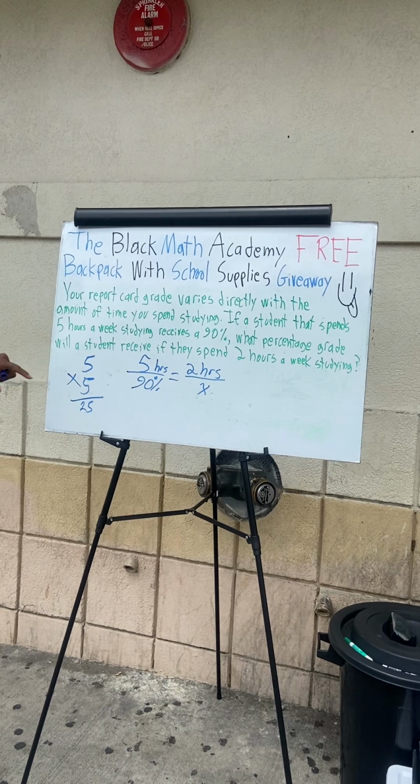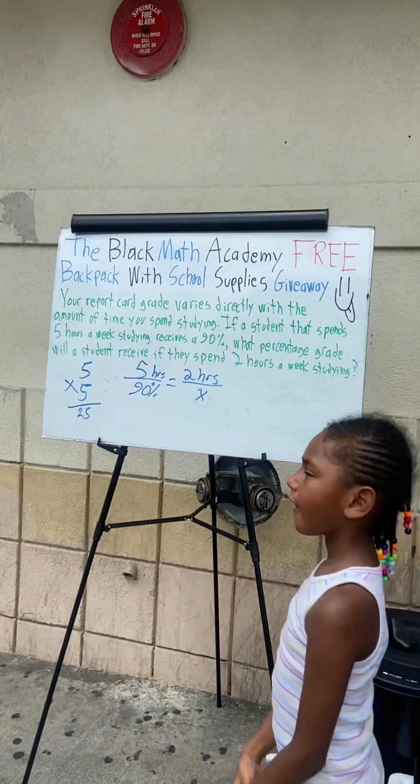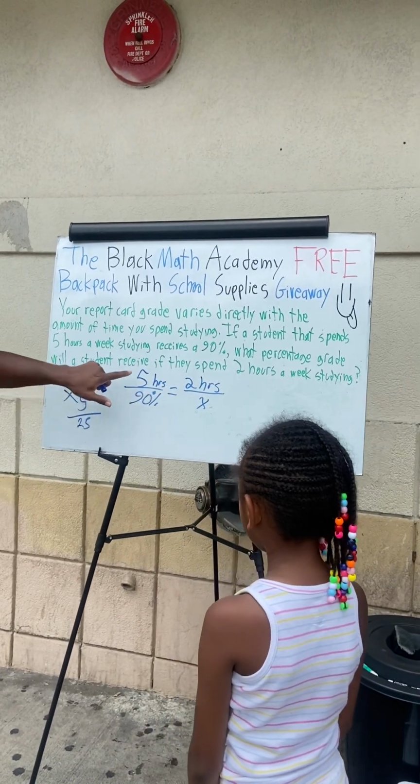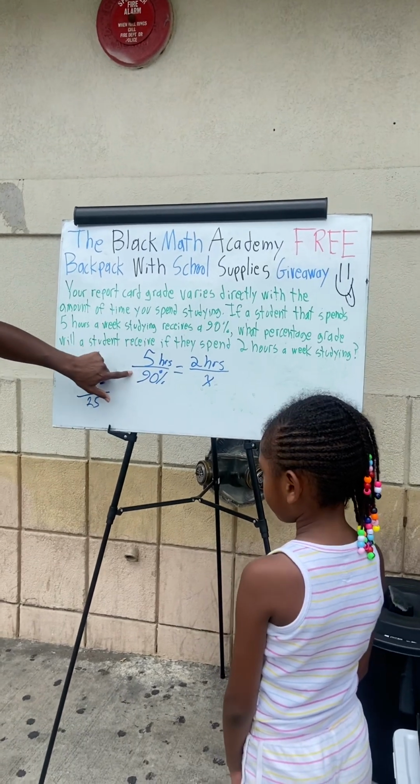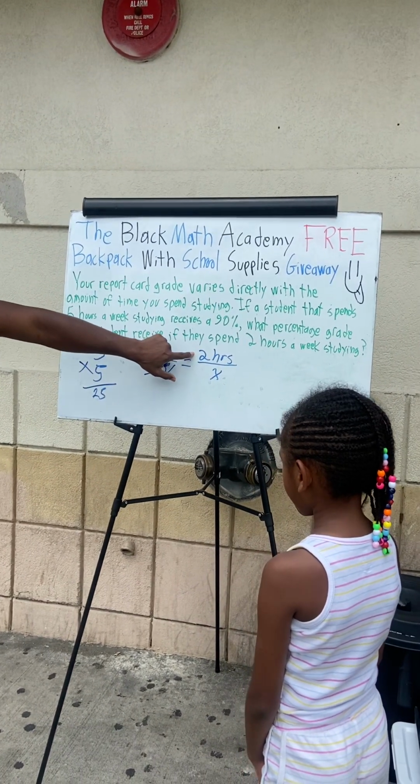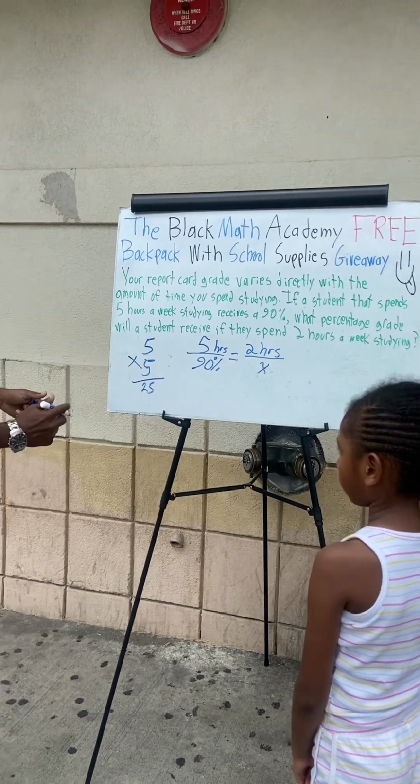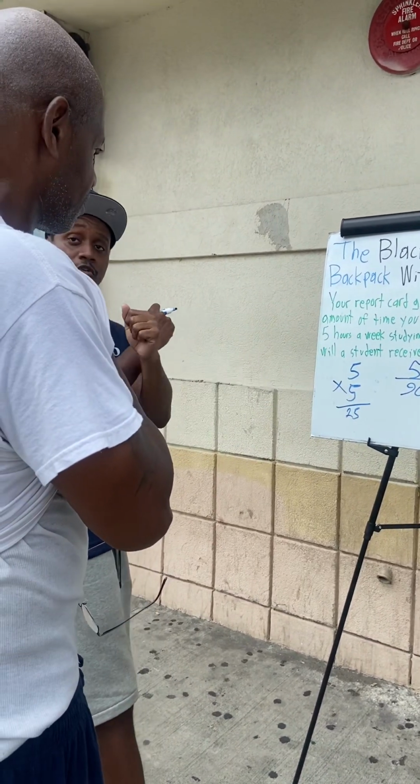This is how you set it up. Well, let's see. It is less. It's not the 90% though, because it makes sense: you spend 5 hours studying, you get 90%. You spend fewer hours studying, you're going to get a lower grade. That makes sense. So what we can do to solve this is what's called cross multiply.